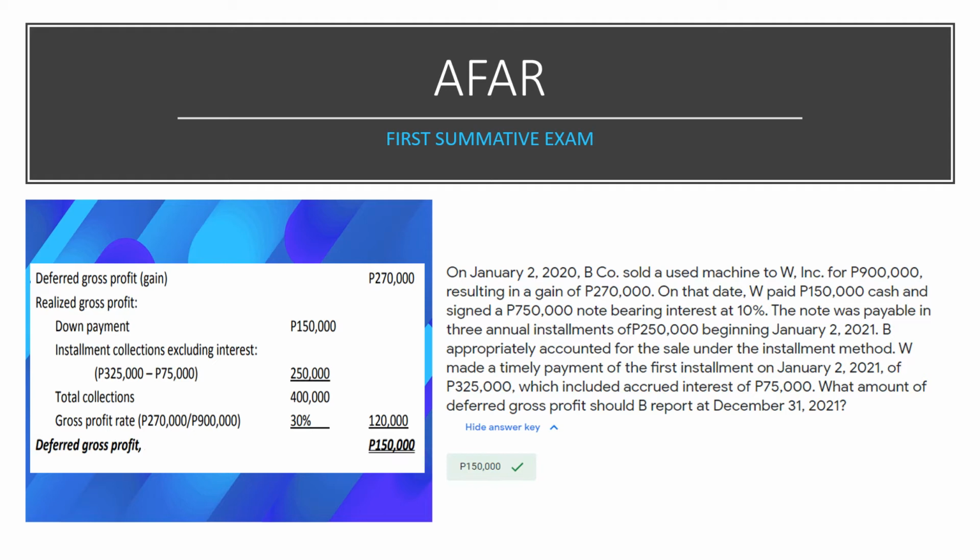Okay, so our next problem is still on installment sales. On January 2, 2020, B sold a used machine to W for 900,000. May gain na 270,000, so this is our profit or gain, 270,000. We will remember that and this detail 100,000 for the computation of our gross profit rate later. Actually we can compute now: 270 divided by 900. So our gross profit rate is at 30%.